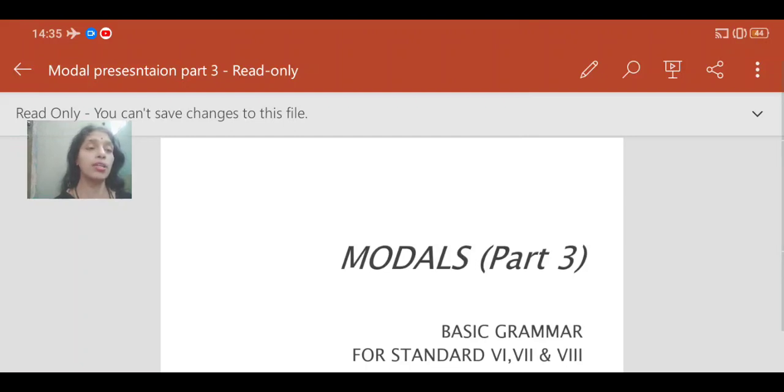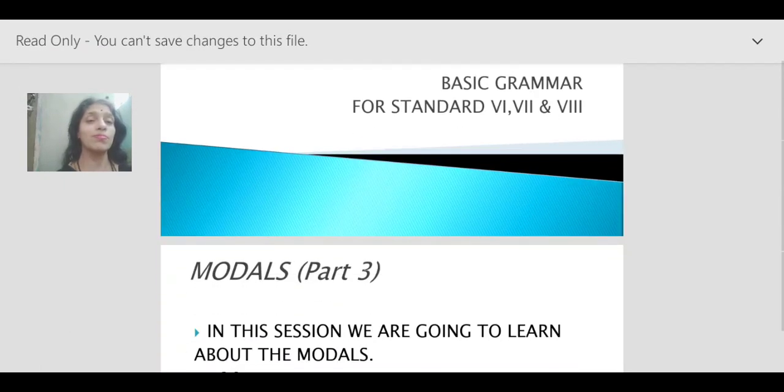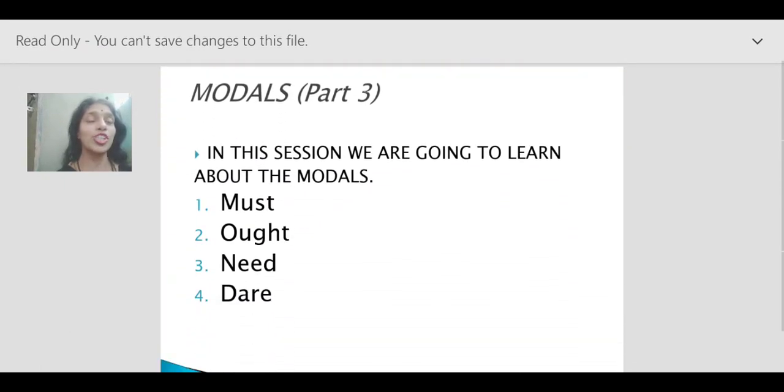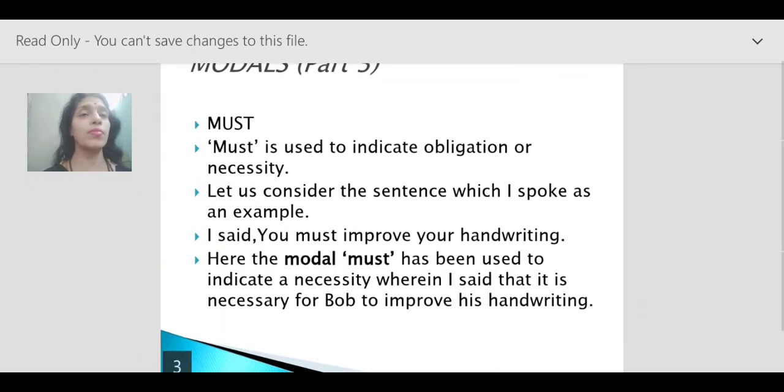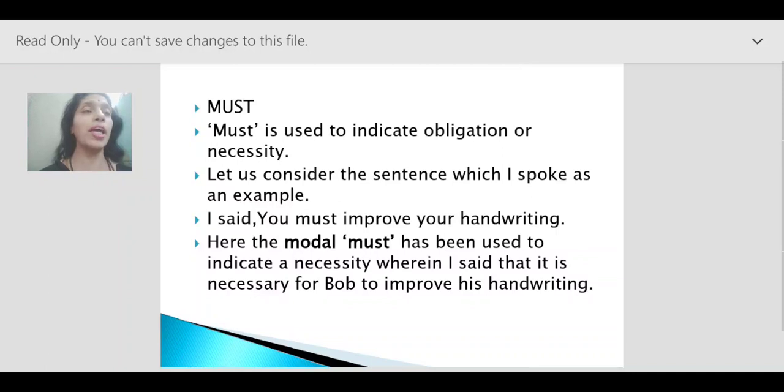Modals Part 3, Basic Grammar for Standard 6, 7th and 8th. Shall we start, children? In this session, we are going to learn about the modals must, ought, need, dare. First, let me explain must.